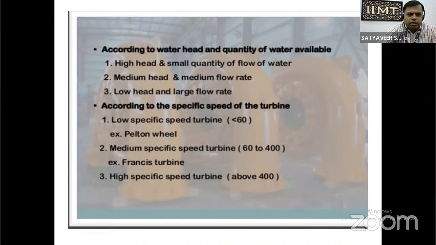And after that, if we talk about the classification of turbine on the basis of the water head and quantity of water available, then this is of three types. First one is high head and a small quantity of water flow, second one is medium head and medium flow rate turbine, and the third one is low head and large flow rate turbine.